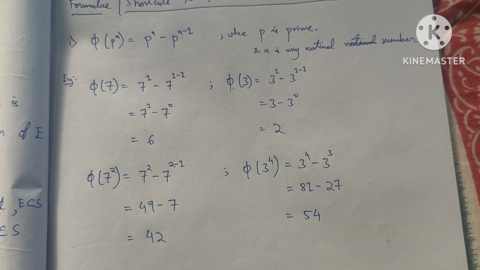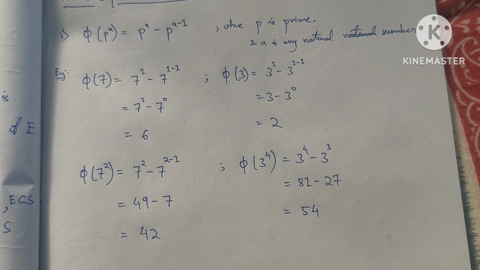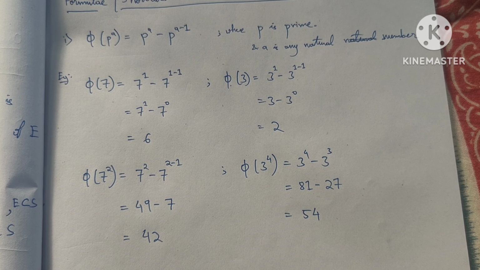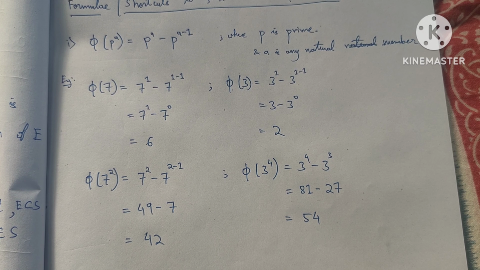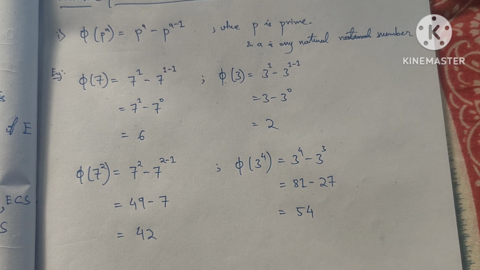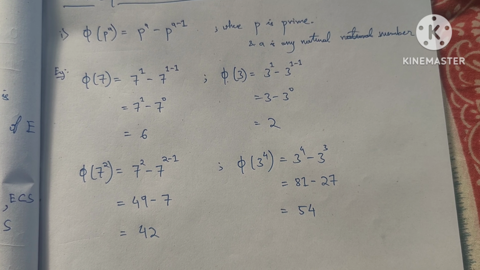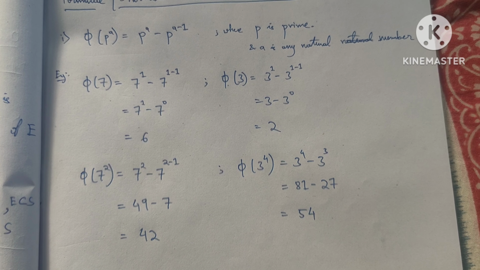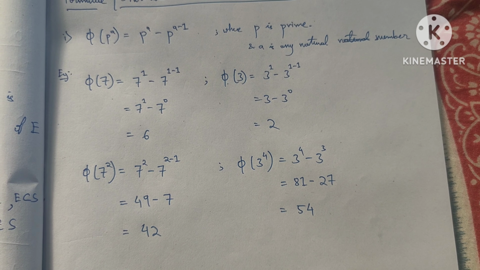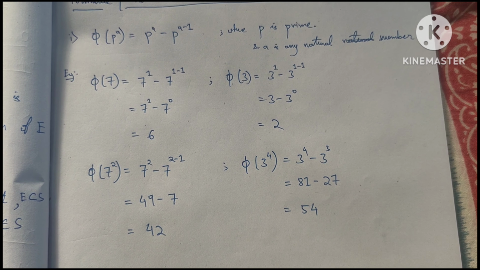Now what to do if we have to find the phi function of a product of prime numbers, suppose phi 14? In those cases, we cannot use this formula anymore. So there is another formula for that type of case, which we will study now.